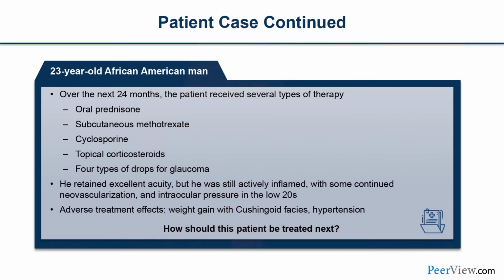So for the next 24 months, we treated this patient with a variety of medications that included oral prednisone, subcutaneous methotrexate, cyclosporin, topical corticosteroids, and 4 different drops to control his intraocular pressure. On that regimen, his acuity maintained pretty well, but he was still actively inflamed, and it was a delicate balance because the neovascularization would come and go, the pressure would go up, and there wasn't much more that we could do. And on top of that, he was getting cushingoid and he had hypertension.